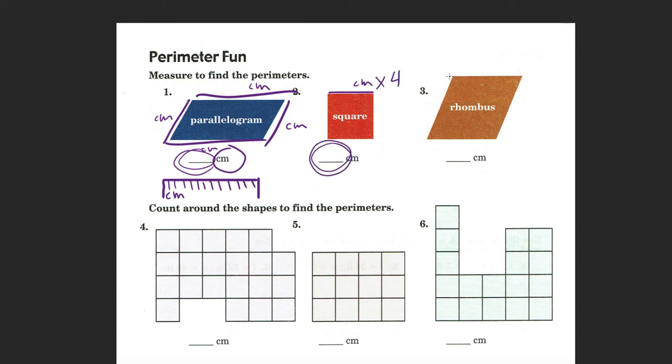For this rhombus, I'm not sure if these sides are the same. So it's better to just measure it and add up the sides, because all four sides might be the same or there might be different lengths. After you measure all four sides of your rhombus, like what you did on number one, you just add it all together and you get your perimeter.